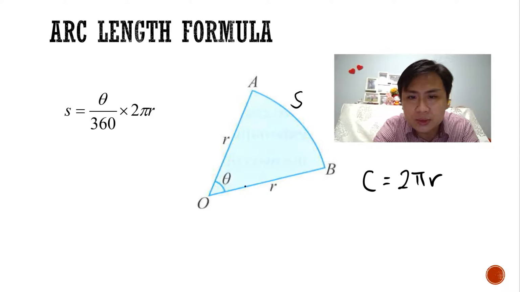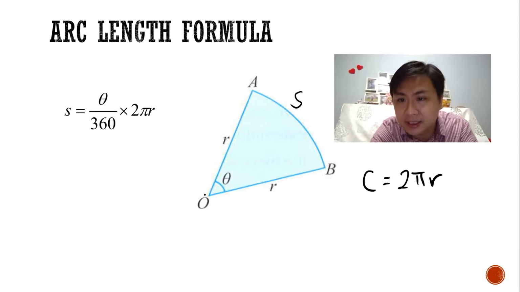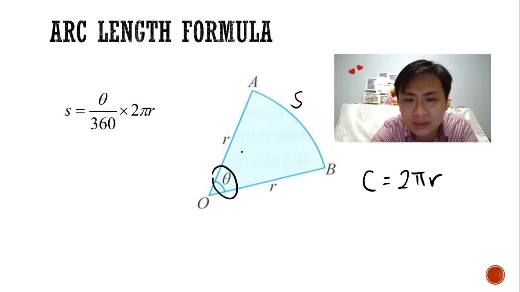Now, from the arc itself, we will see two lines that are joined at the center. When two straight lines join together and form an angle from an arc, this angle here, I'll just circle it, is called the subtended angle.